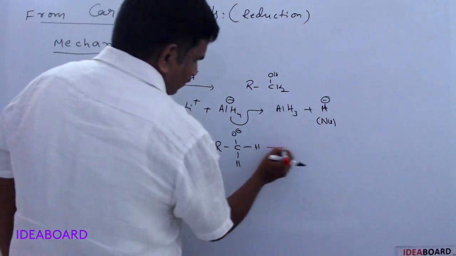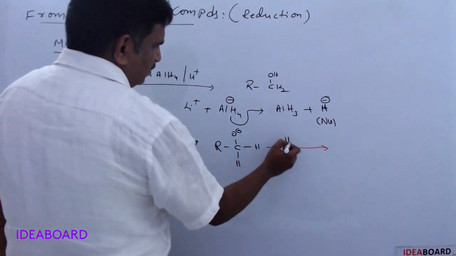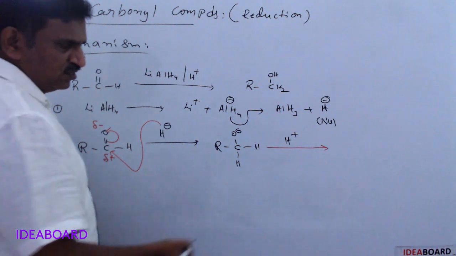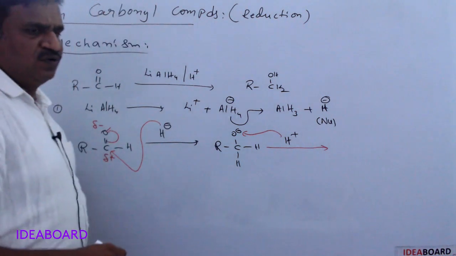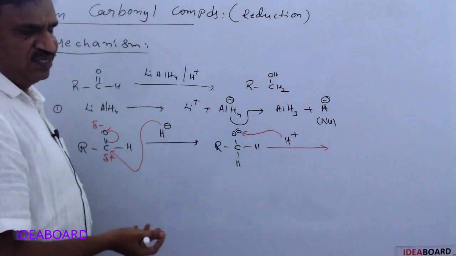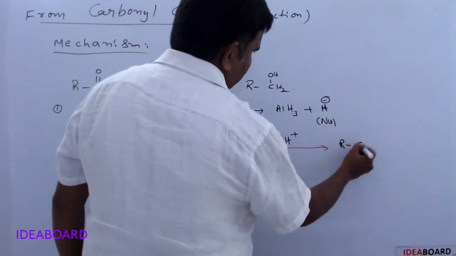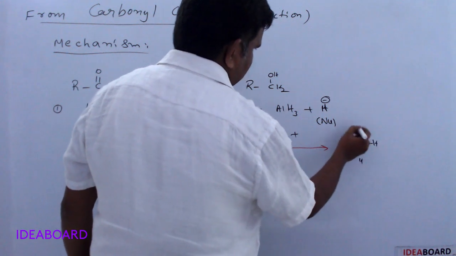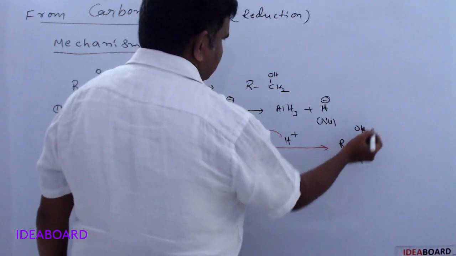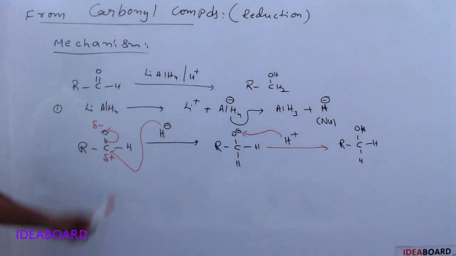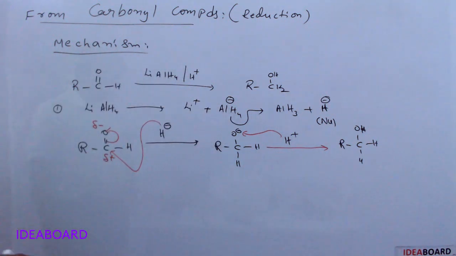And in the next step, H plus is present, which means protonation occurs. This proton is added, from H plus, or if you are taking H2O, then we get H plus and OH minus from that, and H plus attacks on this. Finally what is formed is RCH2OH. This is the lithium aluminum hydride reaction in the presence of an acidic medium, or H plus, giving alcohols, and that is a primary alcohol.